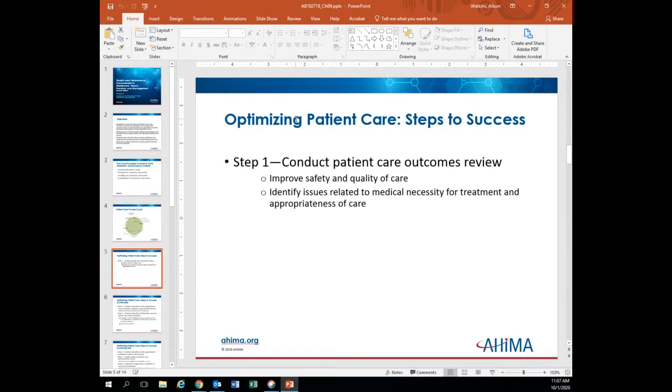Check your understanding. Jim was admitted for hip replacement surgery, and during the procedure, he was administered a blood product. Postoperatively, Jim developed a rash and fever. The presence of these symptoms should be investigated by the hospital. This could be a transfusion reaction.